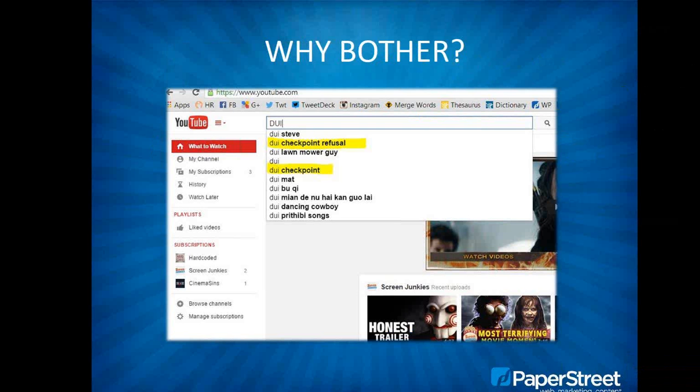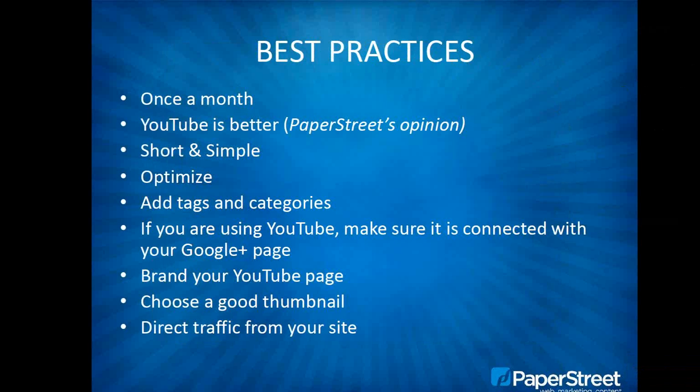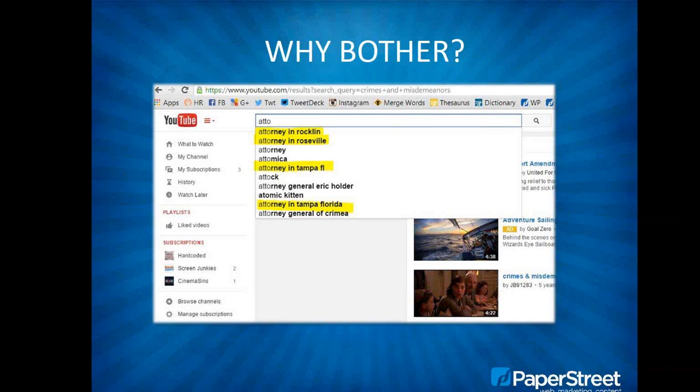So I did some quick searches in YouTube yesterday, just typed in these fields of things that people might Google in YouTube. And this is the stuff that came up here: DUI checkpoint refusal, DUI checkpoint. I got lawyer commercial when I typed in lawyer. And then again, attorney in Tampa, attorney in Roseville, attorney in Tampa, Florida. And so these are the kinds of search terms that you could be taking advantage of in YouTube. It just shows you that the search is there, the audience is there, people are looking for these things.